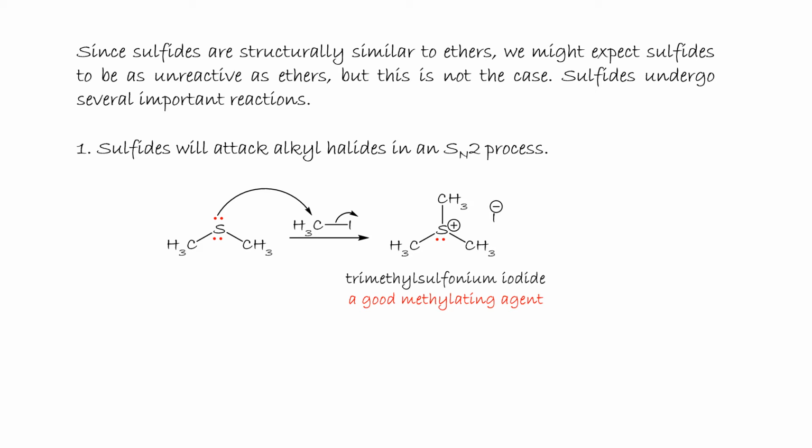Since sulfides are structurally similar to ethers, we might expect sulfides to be as unreactive as ethers, but this is not the case. Sulfides undergo several important reactions. Sulfides will attack alkyl halide in an SN2 reaction to form a sulfonium salt, like dimethyl sulfide reacting with methyl iodide to form trimethylsulfonium iodide. This one is a good methylating agent.